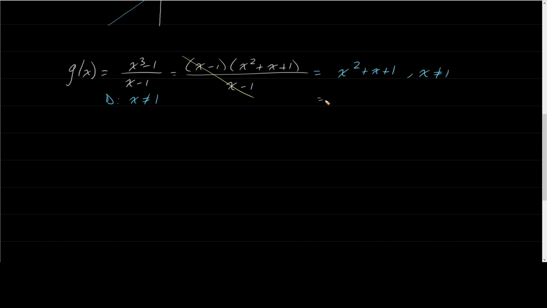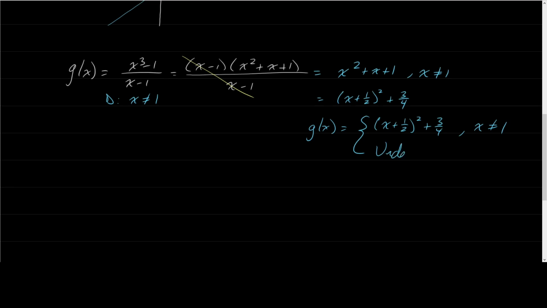And by completing the square, I can rewrite this as x plus 1/2 squared, and then that plus 3/4. All right, the process to go from this step to there would be completing the square. So what we can say now is that g of x can be rewritten as the piecewise function of x plus 1/2 squared plus 3/4 for values of x not equal to 1, and then we can say it's undefined where x is equal to 1.